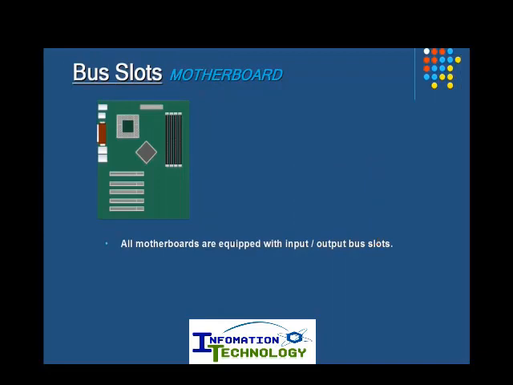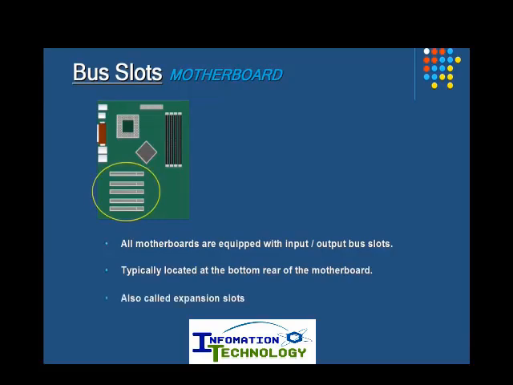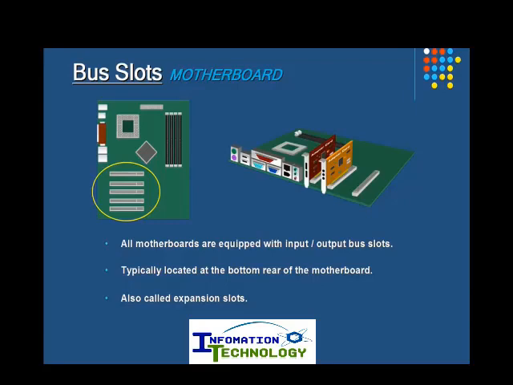All motherboards are equipped with input-output bus slots. These are typically located on the bottom rear of the motherboard. These bus slots are also called expansion slots because these slots are used to expand the capability of the computer. For example, if the motherboard doesn't already have a built-in sound card, then you can add a sound card by inserting one into one of these bus slots, giving your computer the ability to produce sound. Or, let's say the motherboard doesn't have enough USB ports to suit your needs. Well, then you can add a USB expansion card in one of the bus slots to add more USB ports.